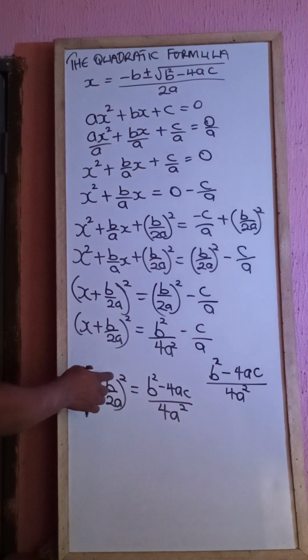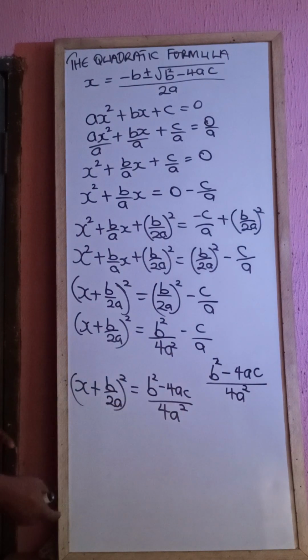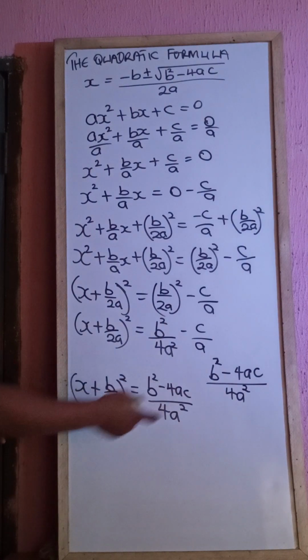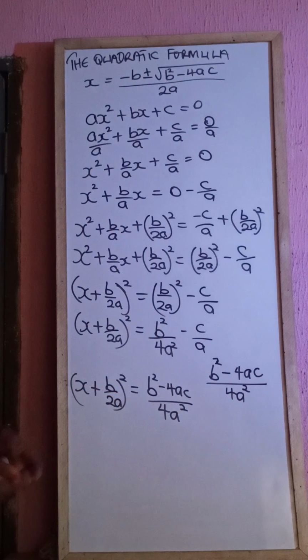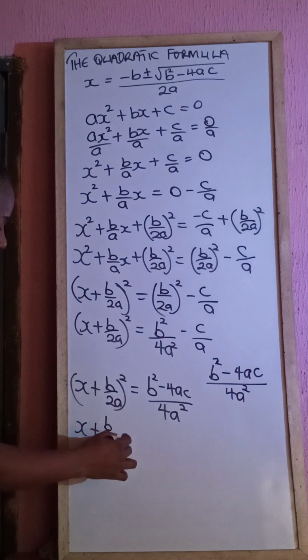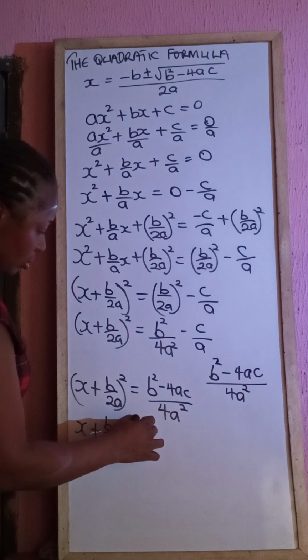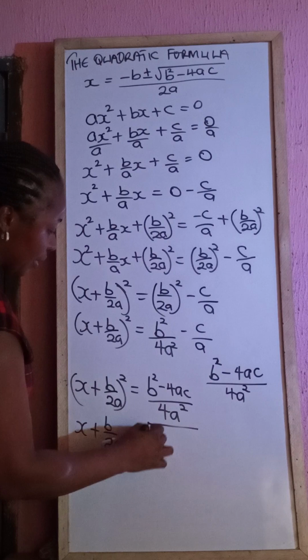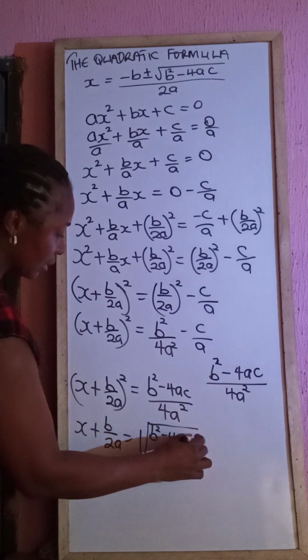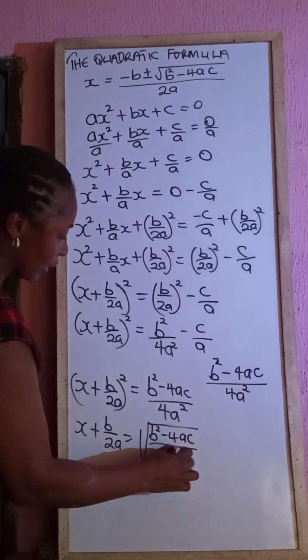Now, we're going to move this power to the right hand side. And moving the power to the right hand side, it will become a square root. Or we can say, let's take the square root of both sides. If we take the square root of both sides, we are now going to have x plus b over 2a is equal to the square root of b squared minus 4ac over 4a squared.